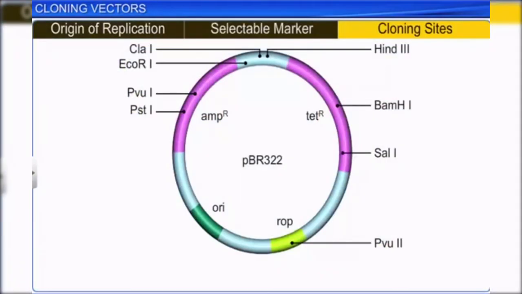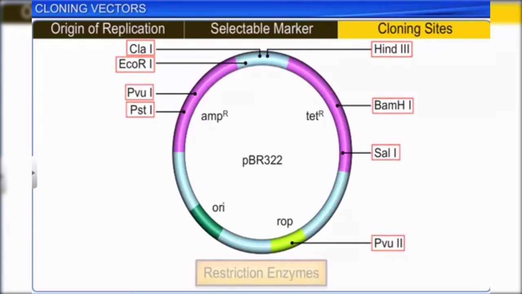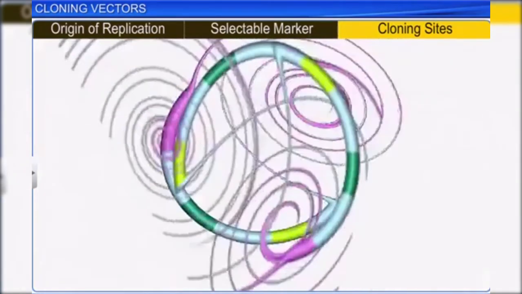Another important feature of a cloning vector is a cloning site, which is an artificially constructed region within a vector molecule containing a number of closely spaced recognition sequences. These sequences or recognition sites can recognize several restriction enzymes, and therefore the vector can be used to clone a variety of DNA samples. However, the presence of more than one recognition site may lead to complications in gene cloning.